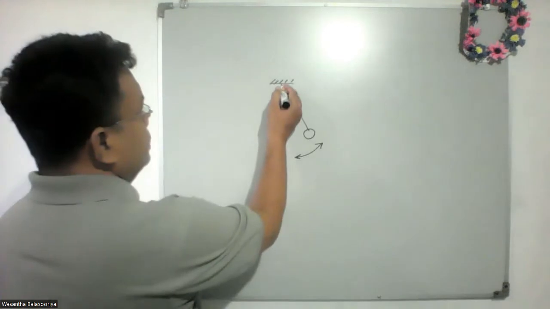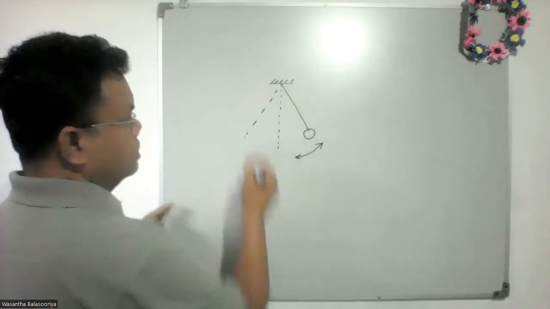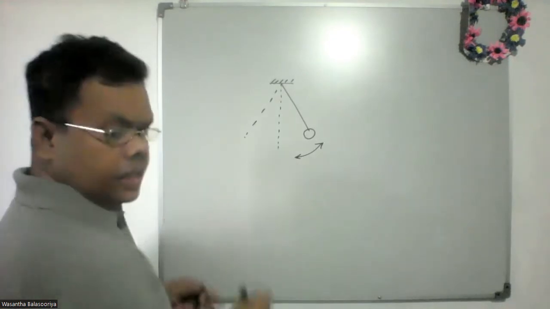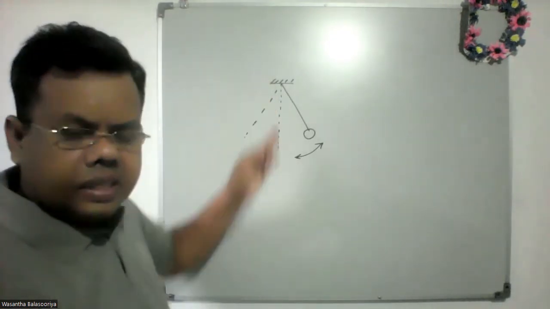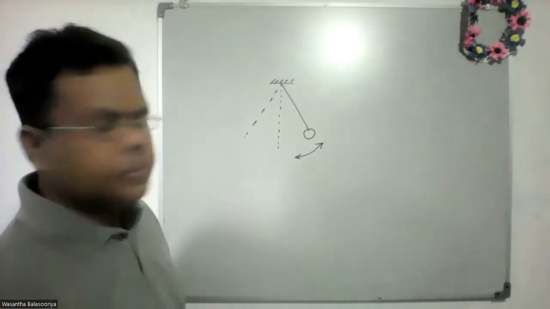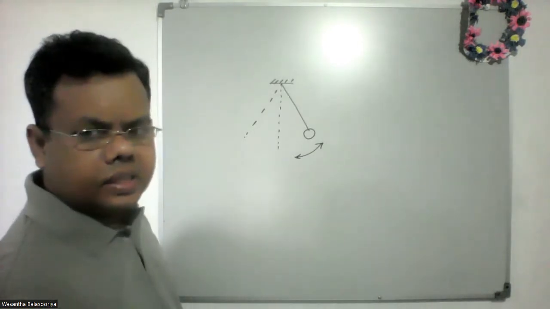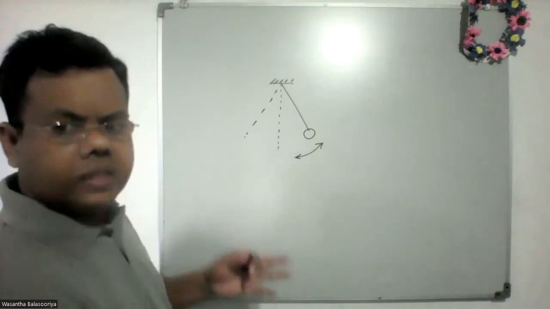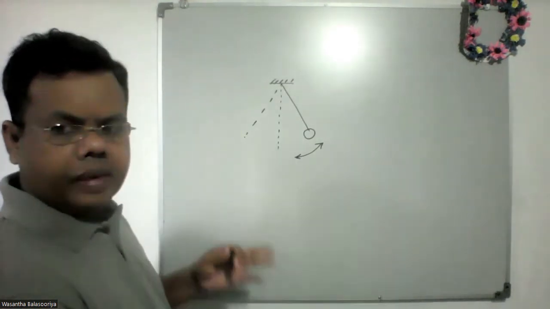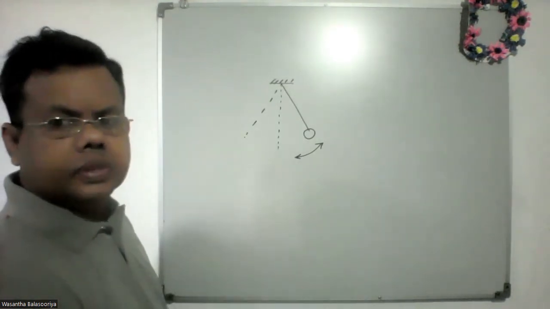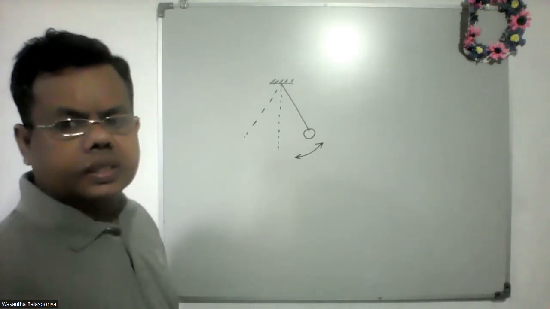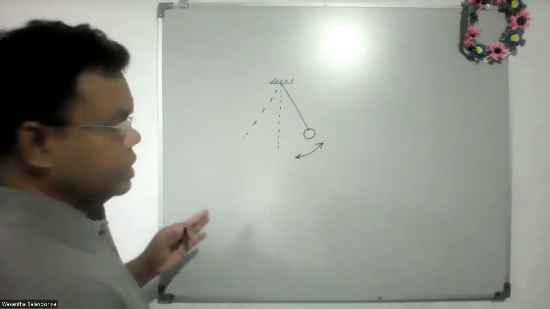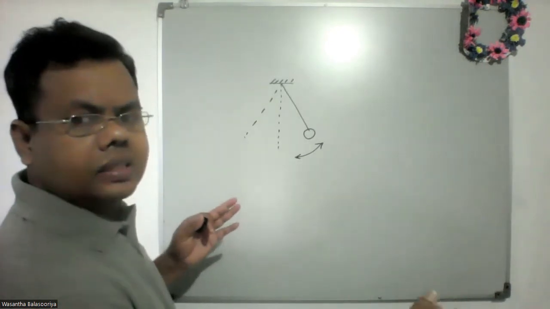around towards both sides of some central equilibrium position. That is a characteristic of simple harmonic motion. A simple harmonic motion is always back and forth about an equilibrium position. And also, there are two extreme ends.